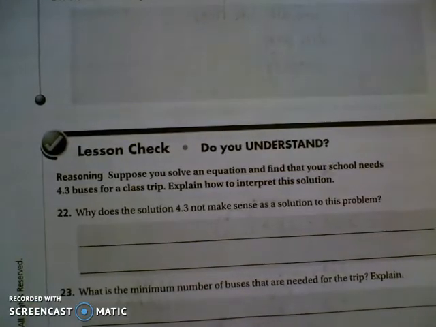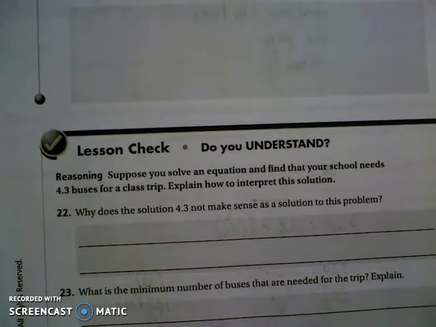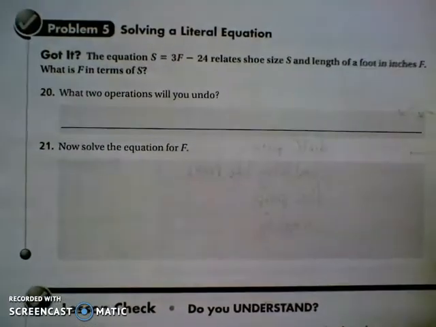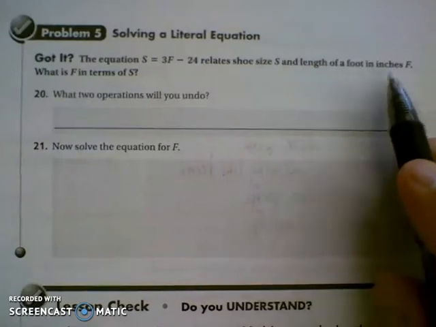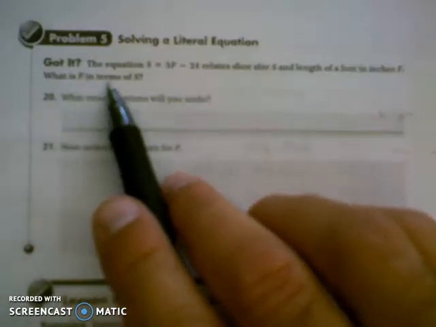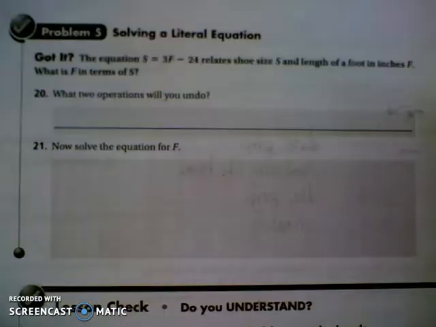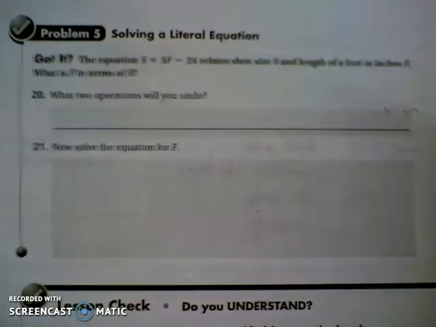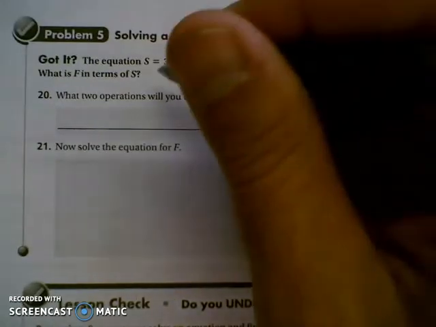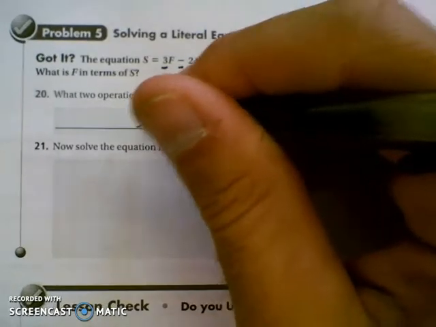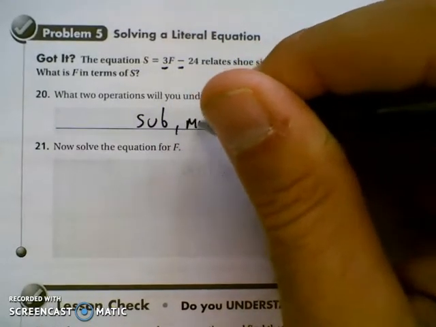Oh, we have one more. We have problem number 5 in your homework. Solving a literal equation. S equals 3f minus 24 relates to a shoe size s of a foot in inches f. What is f in terms of s? What 2 operations should you undo? Subtraction right here, and multiplication right here. Subtraction and multiplication.